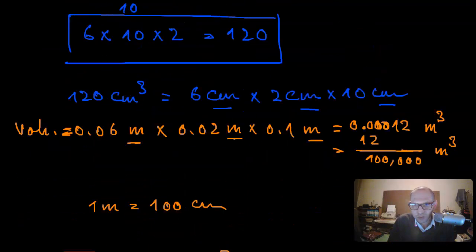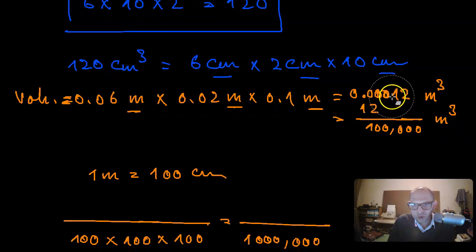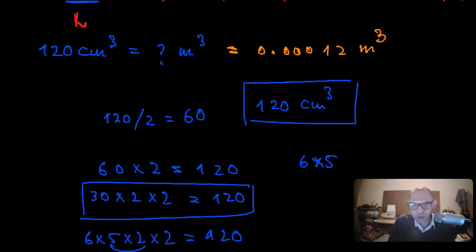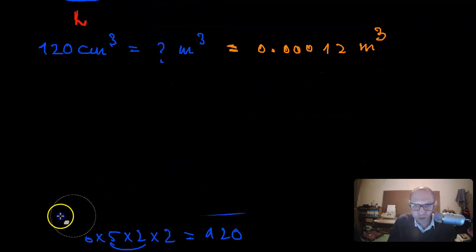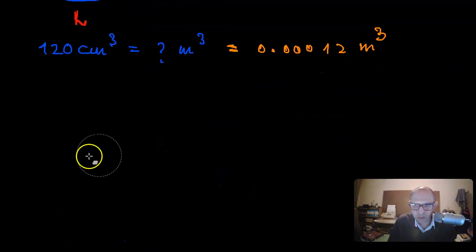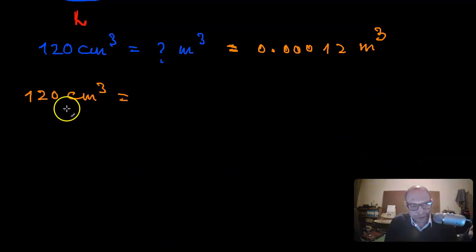That's essentially what we got, 0.00012, right? 0.0012. Now let's calculate this. Let's see essentially how we can get to that. So then 120 cubic centimeter, and remember that in such cases, you always need to know what you want to get to, so as to know what to get rid of.